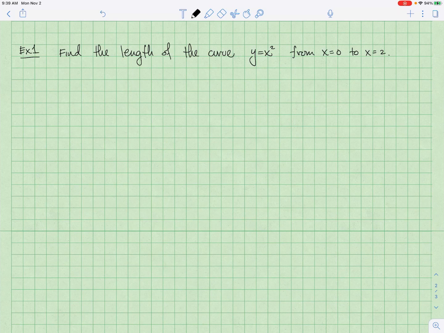All right, folks, there are about three main examples that we need to look at in this section. So let's start off with our first one. Find the length of the curve y equals x squared from x equals 0 to x equals 2.